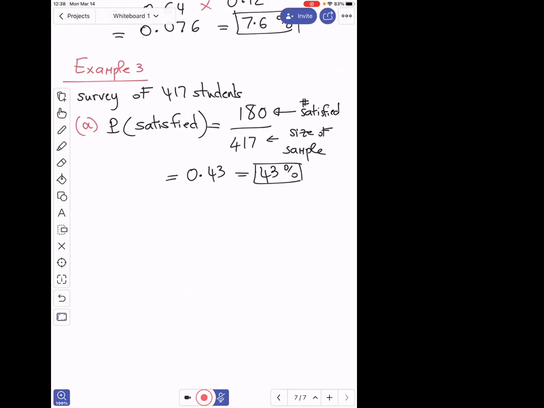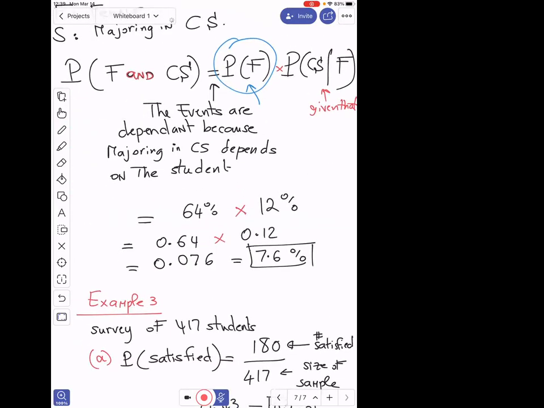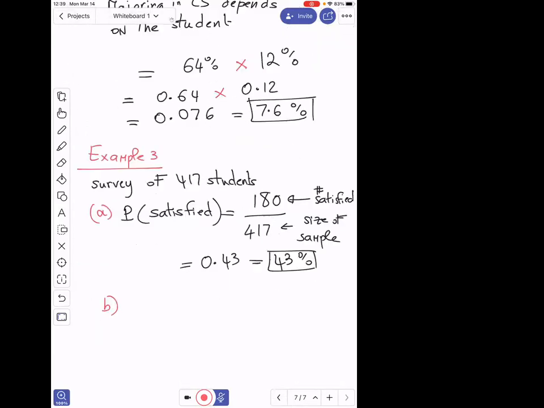Let me know, guys, if I'm going fast. Those are the same steps that we just did before. What I did wrong in example number 2 is I was adding the decimals, I didn't multiply. If you see the word and, you need to multiply.